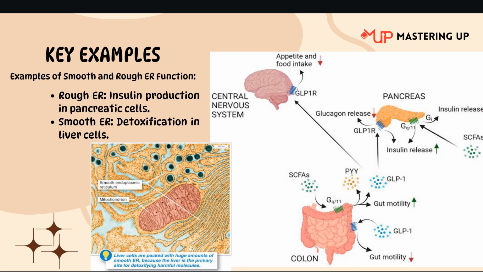Now let's see the key examples of smooth and rough endoplasmic reticulum. For example, the rough endoplasmic reticulum in pancreatic cells is responsible for producing insulin, which is, as we know, a crucial hormone in glucose regulation. Meanwhile, the smooth endoplasmic reticulum in liver cells is vital for detoxifying harmful substances, thus helping the body to eliminate drugs and toxins.